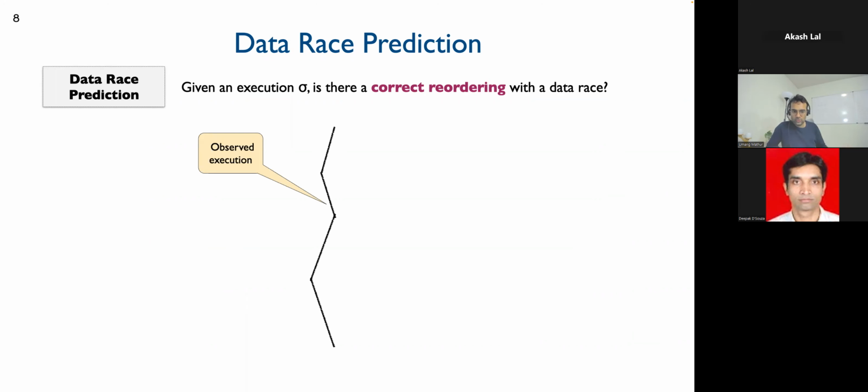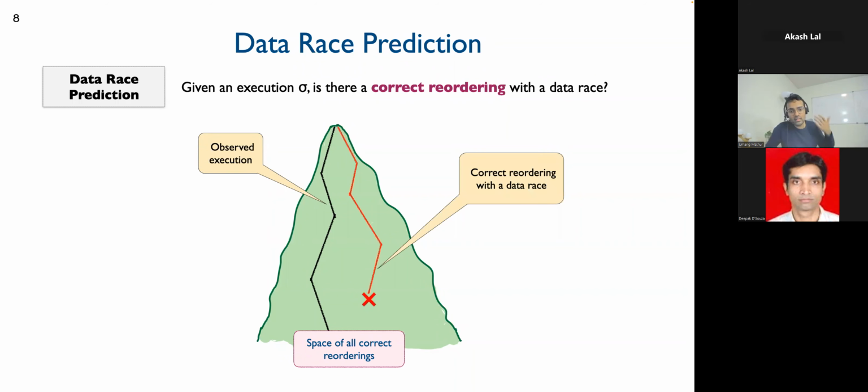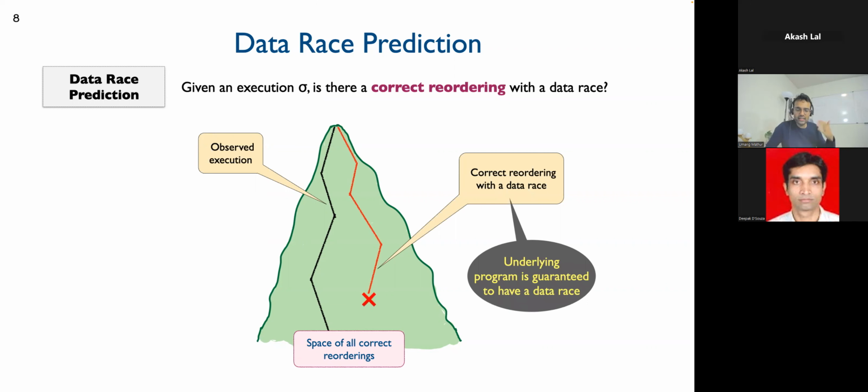You have an execution which you observed, and there is a space of correct reorderings, which are essentially all the possible reorderings that you want to reason about. And maybe in one of them, there is a data race, since that's what you want to detect. And basically the definition of correct reordering also ensures that if you do find this new correct reordering with the data race, it also means that the program is guaranteed to have a data race, because correct reorderings were such that any program that would have generated the observed execution would also generate this correct reordering.